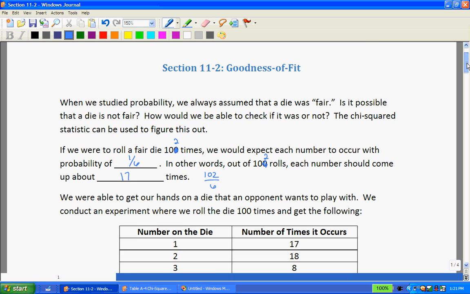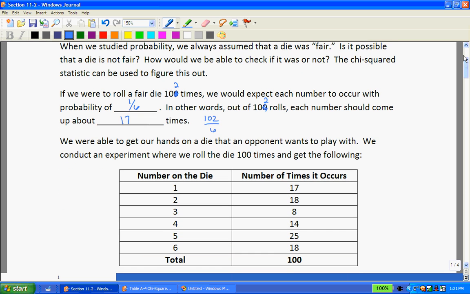Well, let's say we're going to play a game, whether for fun or for money, however you decide to do that, and we're not too sure about this guy. So we get our hands on his die and we conduct an experiment and we roll it 102 times. So I'm going to alter our data here just a little bit, probably not very scientific, but believe me, this will make our numbers work out a lot nicer and we won't have to deal with any fractions. Okay, so we roll his die 102 times and we get the following results.